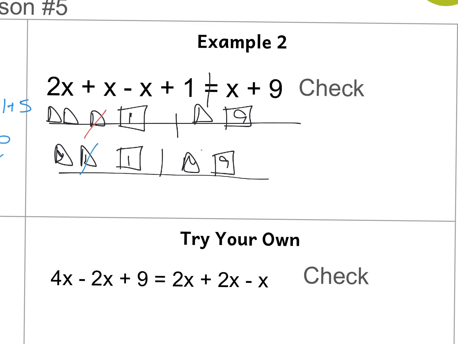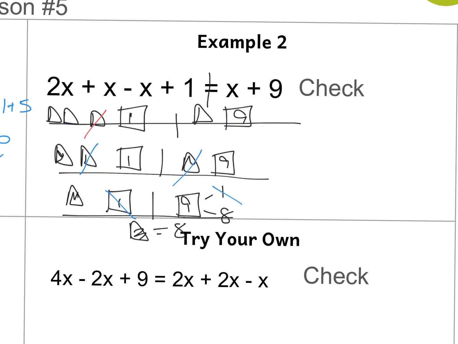My legal move says I can take away a triangle from both sides. So now I have a triangle and 1 balanced with 9. And a lot of you probably know what the triangle is, but just to show that, we're going to practice the fact that for situations where we don't know, I'm going to put 1 because that matches on the other side, and then I have 8. And now I can take away that block of 1 from both sides. So my triangle is equal to 8.